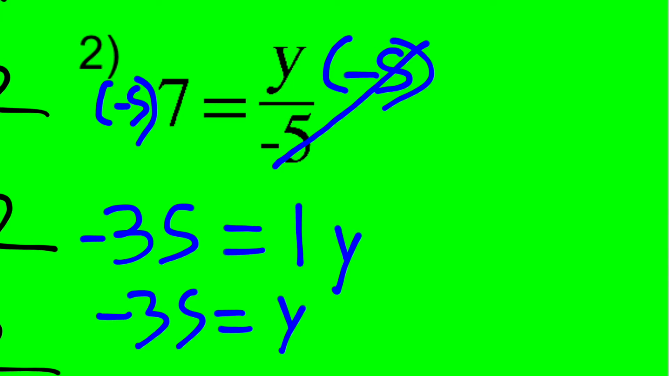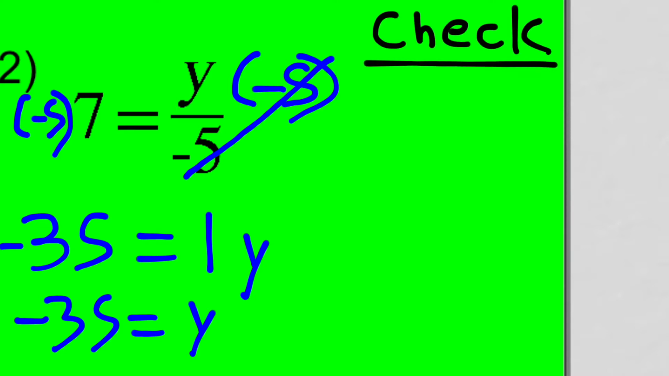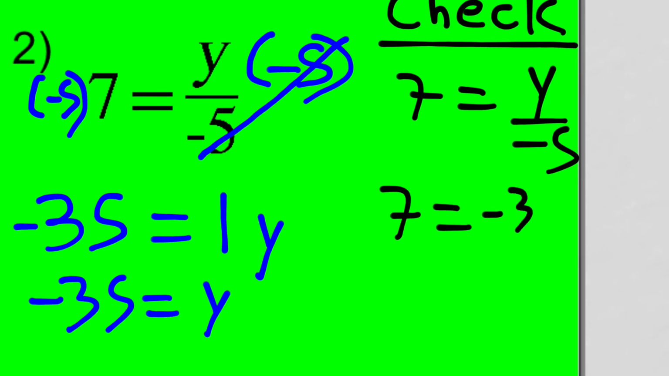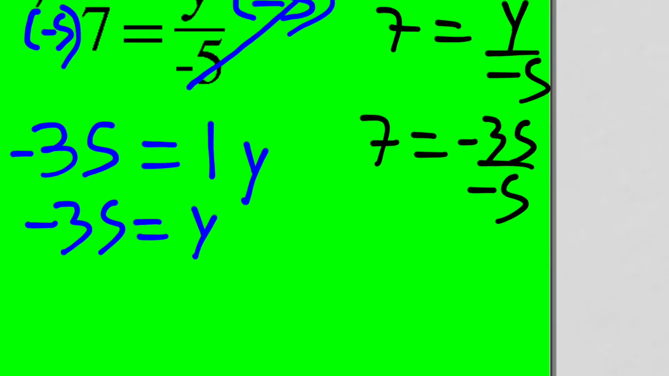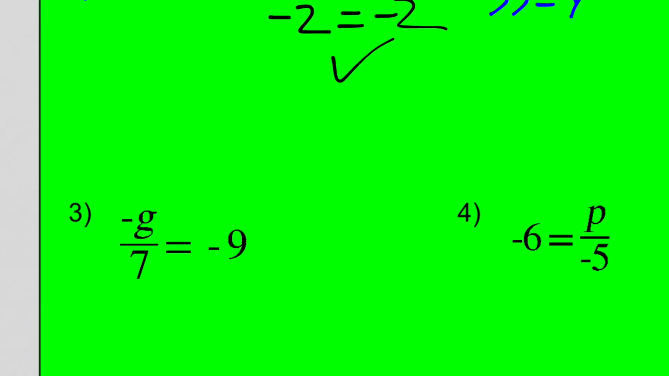To check it, I write the equation. 7 equals y divided by negative 5. 7 equals negative 35 divided by negative 5. 7 equals 7. Check. Solve division equations with multiplication.